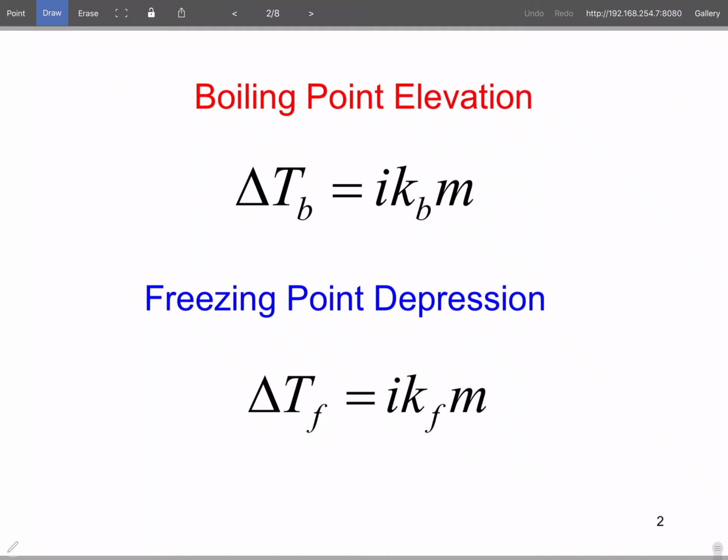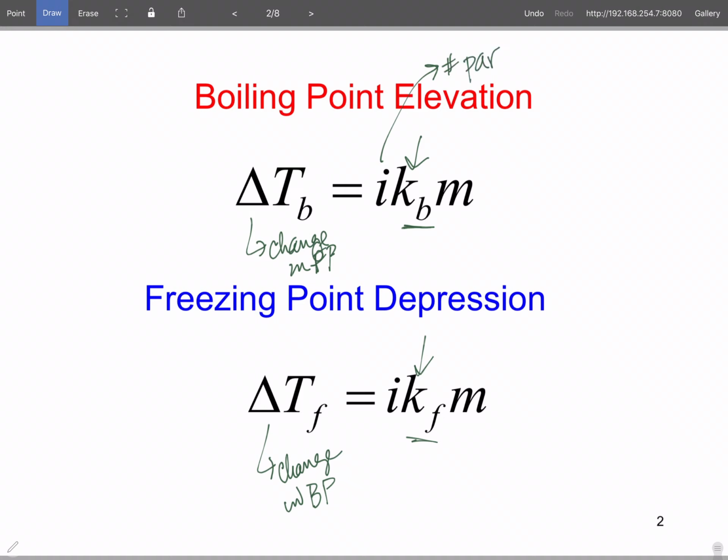We have the change in freezing point, and here we have the change in boiling point. They would be the same except our constants are different. This is our KB and this is our KF. Remember, i is the van 't Hoff factor, which is the number of particles dissociated to. And we're using our concentration in molality here.